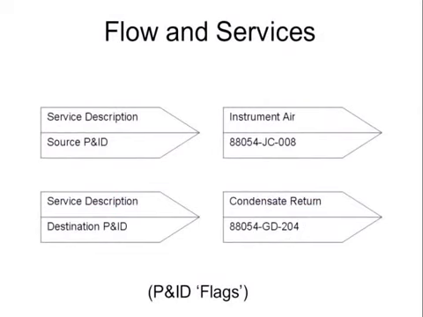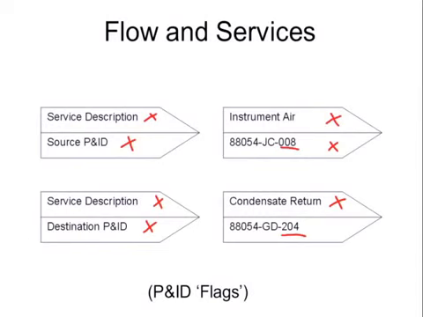Looking at flags, when you see a flag, we see a service description and a source P&ID. For example, instrument air coming in from P&ID 008. We will see a service description in terms of condensate return. Its destination P&ID this time is P&ID 204.